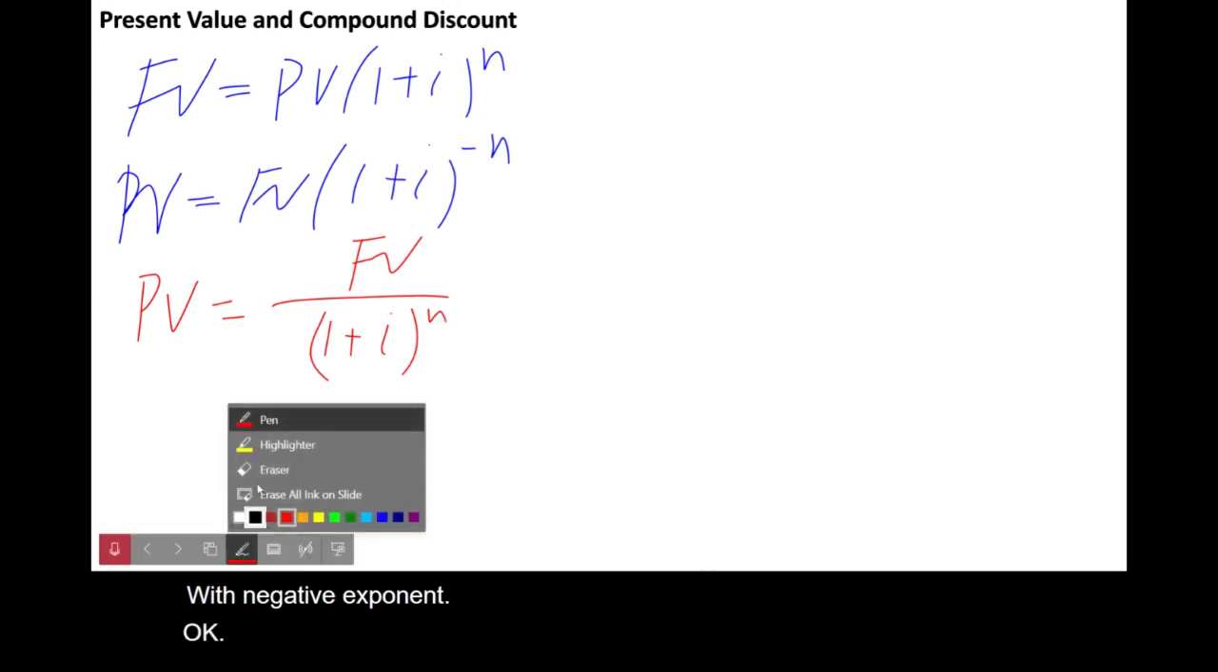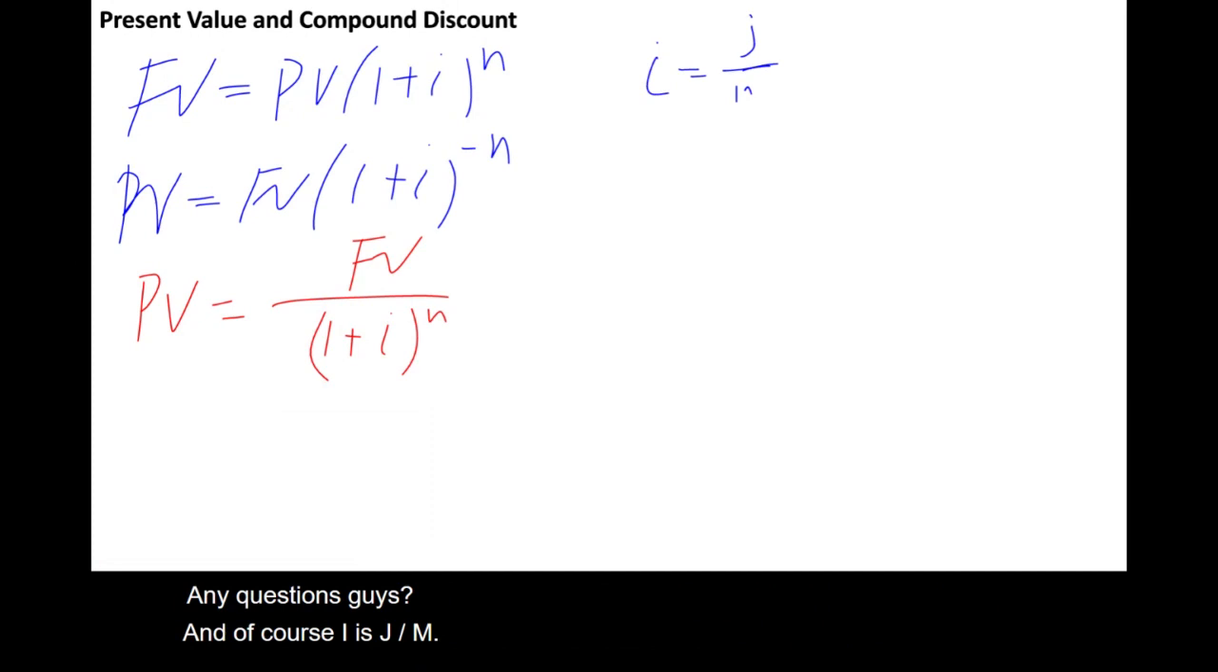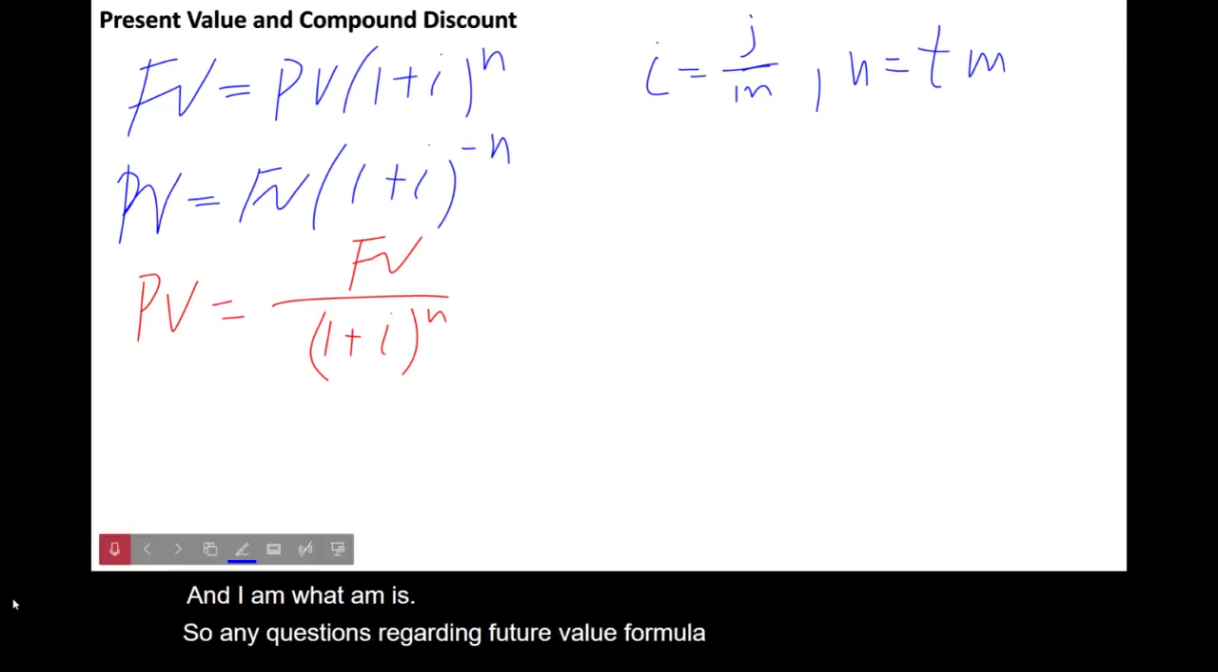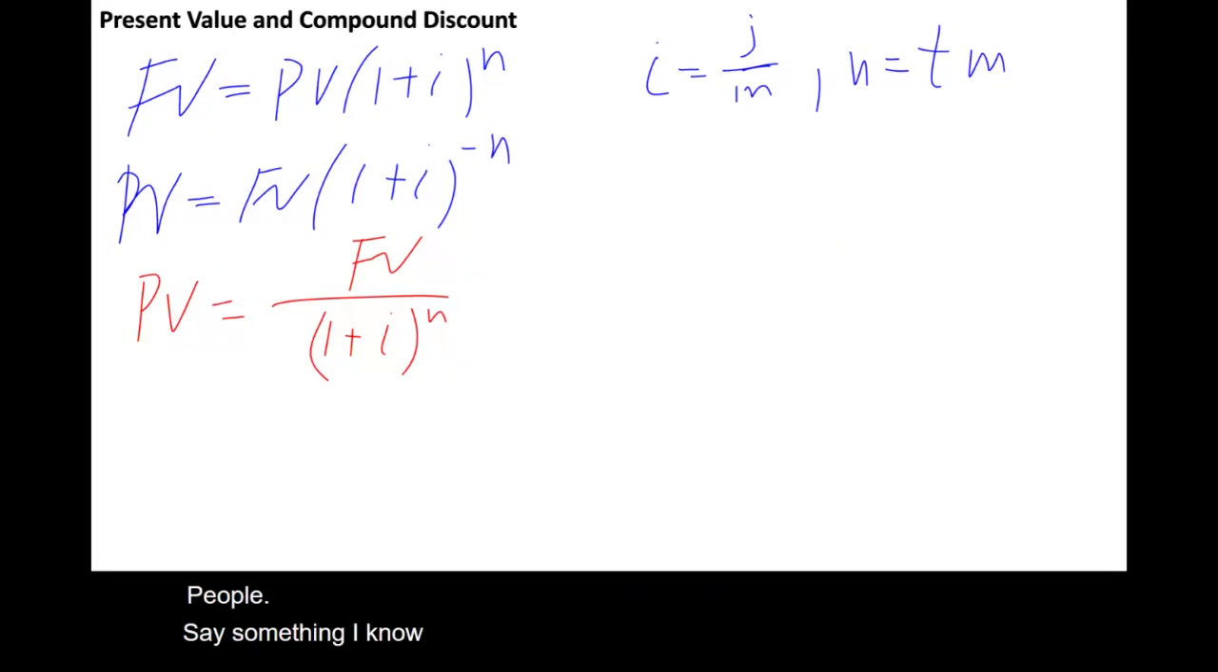Okay, any questions, guys? And of course, i is j over m, n is tm, and m, you know what m is. So any questions regarding the future value formula, the present value formula? People? Say something, I know you're back. Okay, somebody here, that's good.